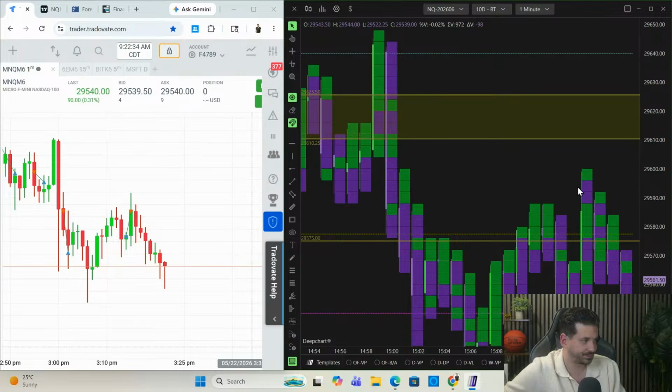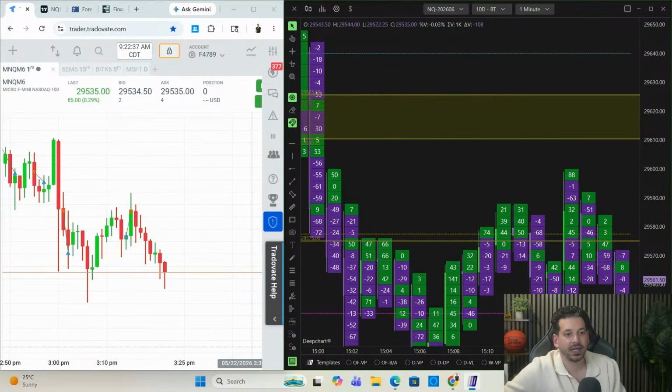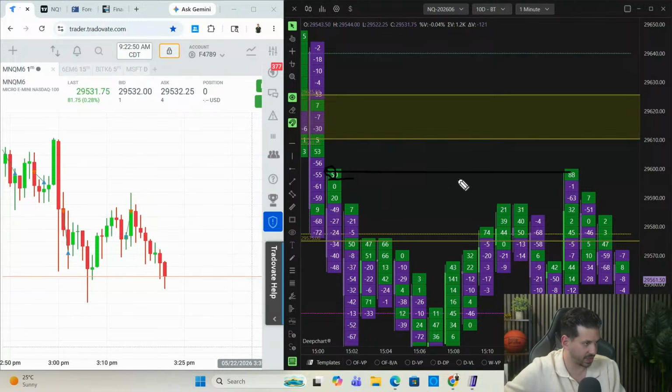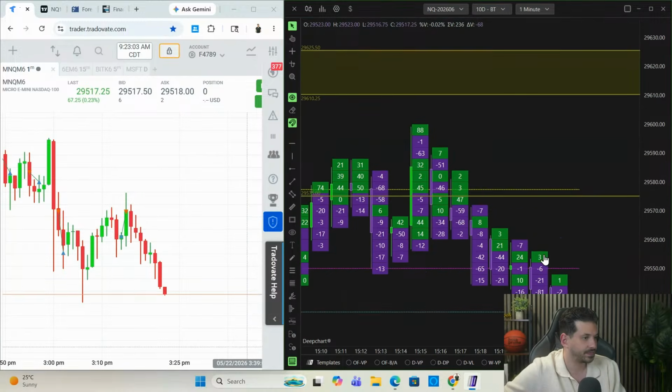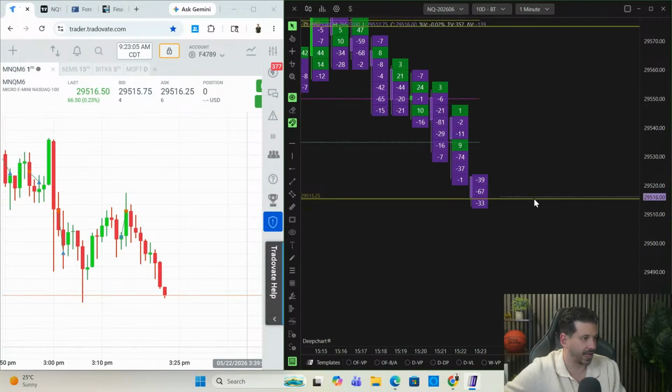Buyers, I think that 88 was to do with this little wick getting touched. Probably some stops right there got triggered. So I don't think those were real buyers. And then, yeah, sellers just sort of started coming in and managed to get the market down. So, yeah, here we go. We're about to break it. Boom.